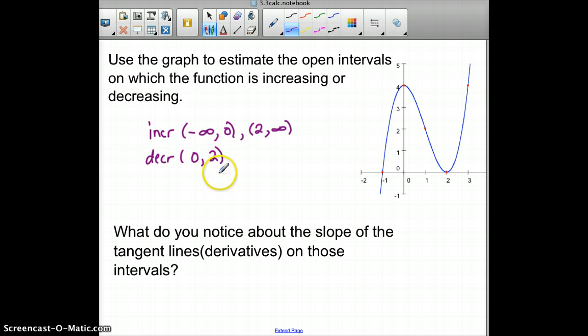What do you notice about the slope of all of the tangent lines on those intervals? So let's just analyze the increasing portion. What do you notice about those slopes? Positive, negative? Yeah, they all look like the derivatives are positive. Slopes of the tangent lines are positive. What about on this part? All these slopes are negative. And then again over here, for the graph that's increasing, the slopes are positive.